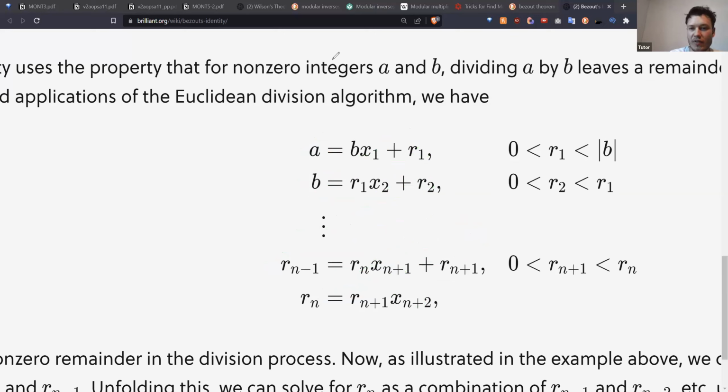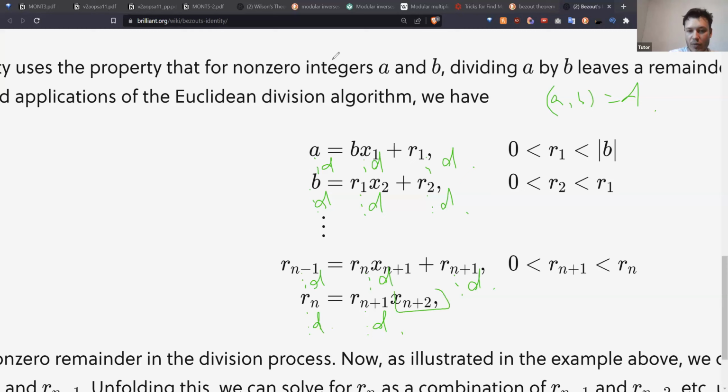Because, let's say that A and B had some common divisor D. Then this is a multiple of D, this is a multiple of D, so this needs to be a multiple of D. So now this is a multiple of D, this is a multiple of D, so this needs to be a multiple of D. So you can keep going with that. This is a multiple of D, this is a multiple of D, so this needs to be a multiple of D. But now this is a multiple of D, so now this needs to be a multiple of D.